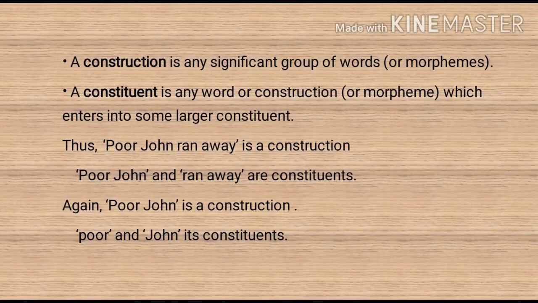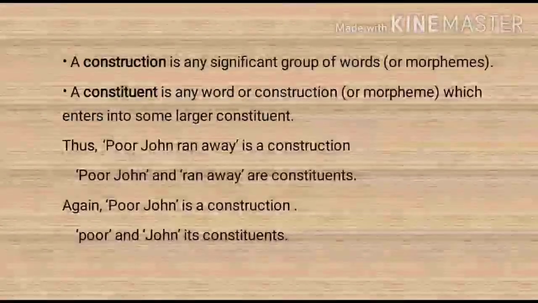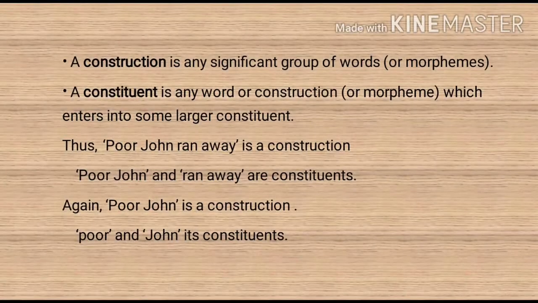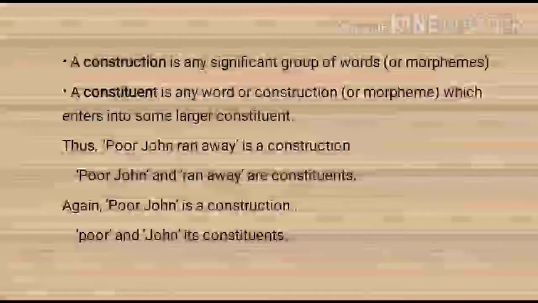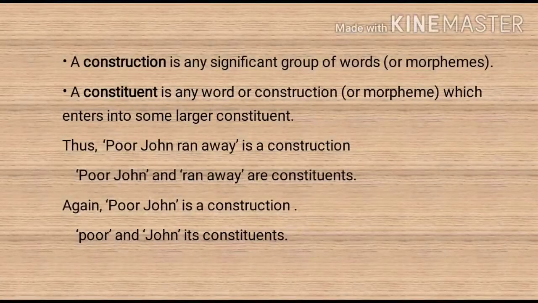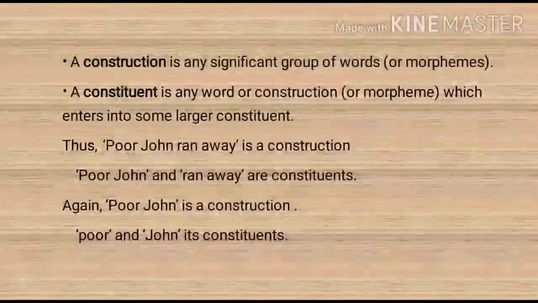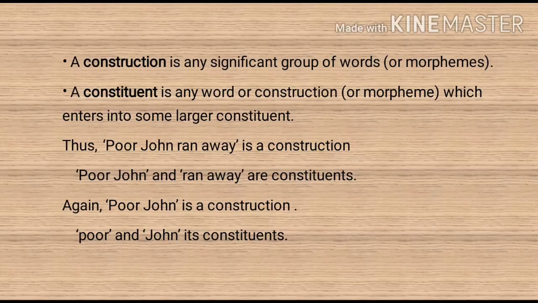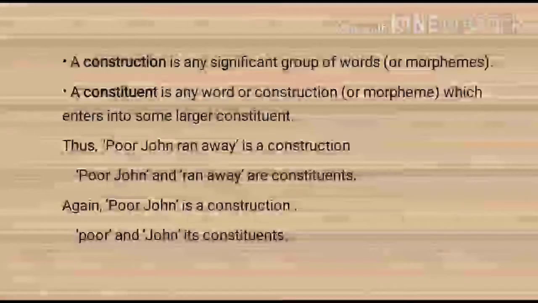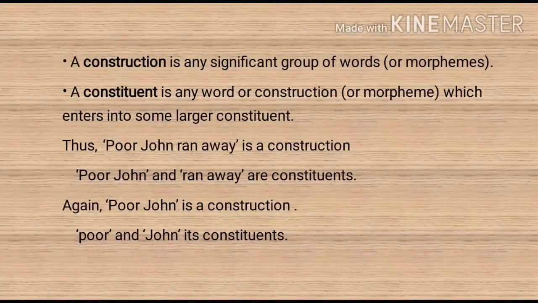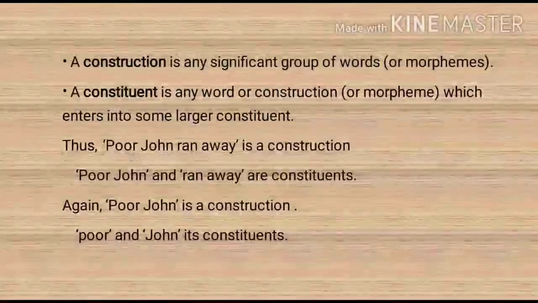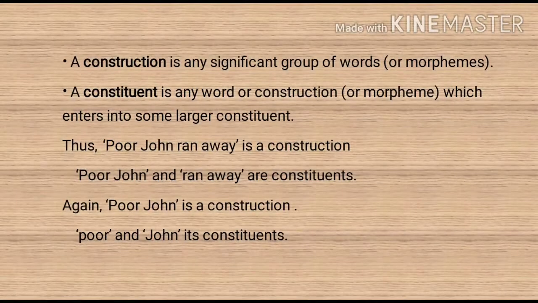The two terms apply equally to a very large number of items. If we are concerned with the item as a part of a large whole, it is a constituent. If as a whole composed of smaller parts, it is a construction. Thus, in the earlier example, poor John ran away. That is a construction, and poor John and ran away are constituents. Again, poor John is a construction and poor and John its constituents.